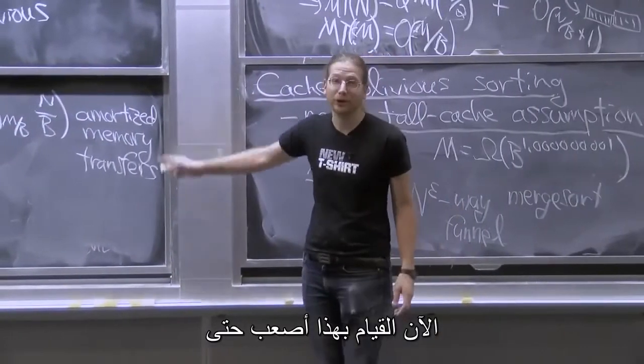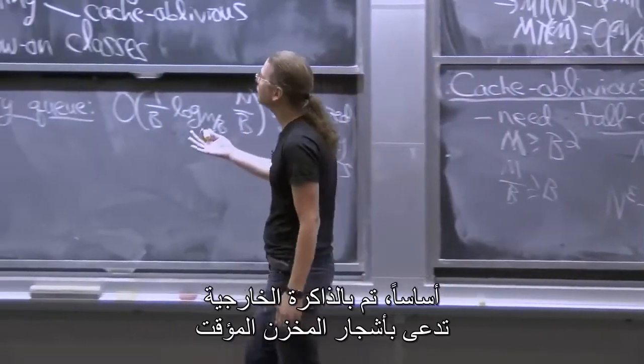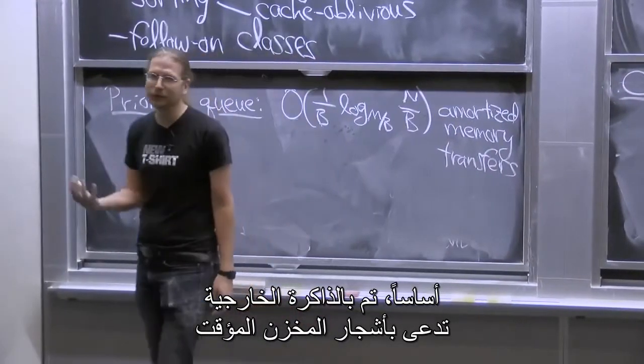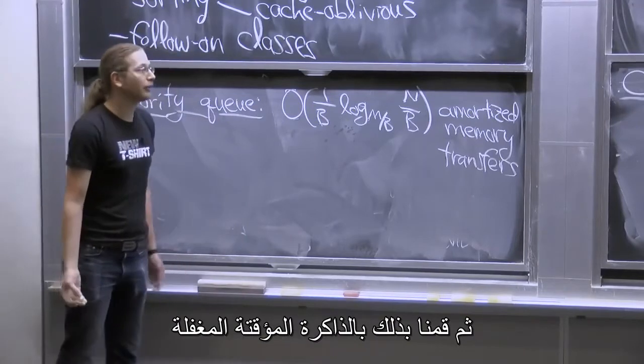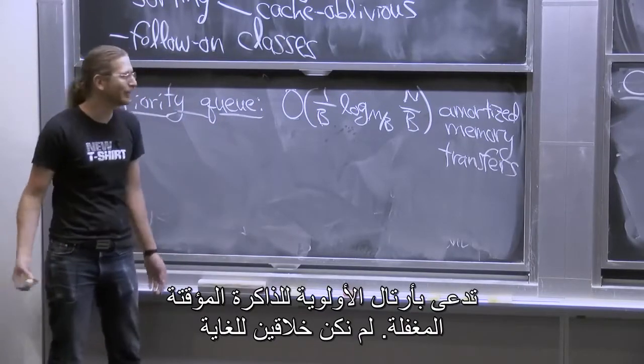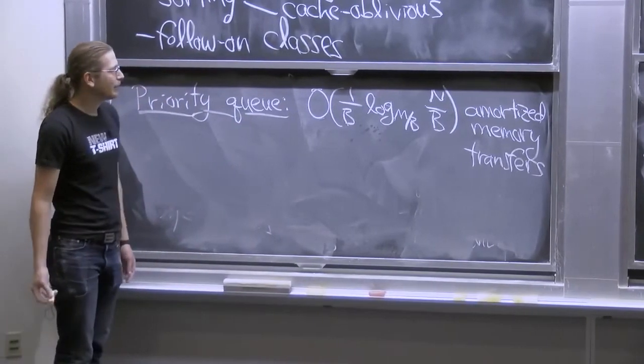Now this is even harder to do. Originally it was done in external memory. It's called buffer trees. Then we did it cache obliviously. It's called cache oblivious priority queues. We weren't very creative. But it can be done.